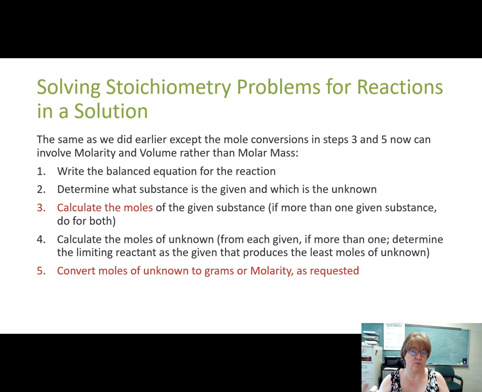I'd have to know the number, the volume and the molarity, and that would be my given. And then I'm going to calculate the moles of the given substance, same as we did before, but here we're probably going to be using the molarity formula. And then I'm going to use the coefficients to determine the moles of the unknown, and then I look at the problem to determine what units I need it in. Is it asking me for molarity of the thing I'm trying to find? Is it asking me for grams of the thing I'm trying to find? Or is it happy with just moles?